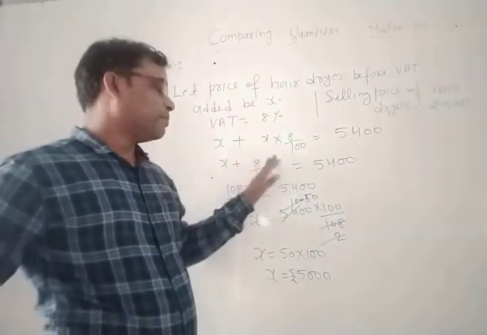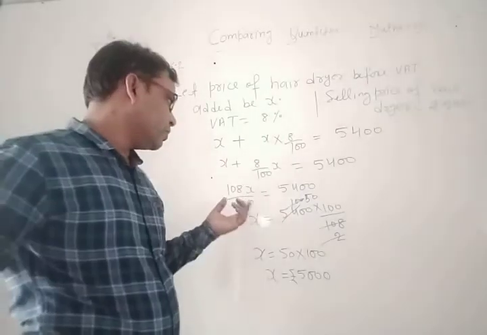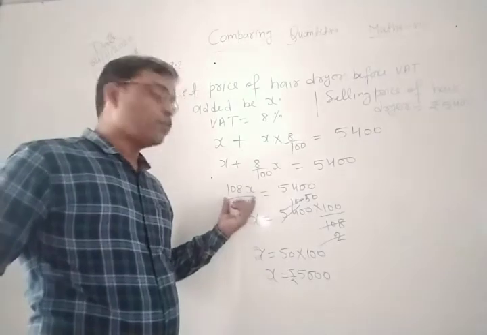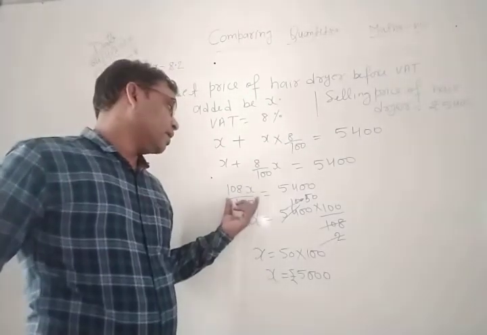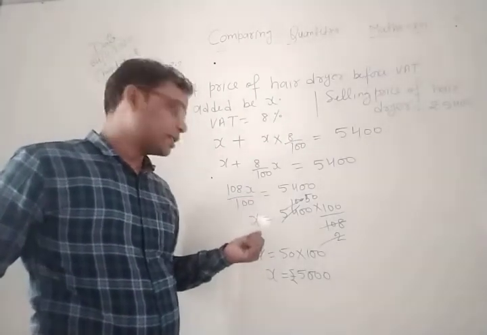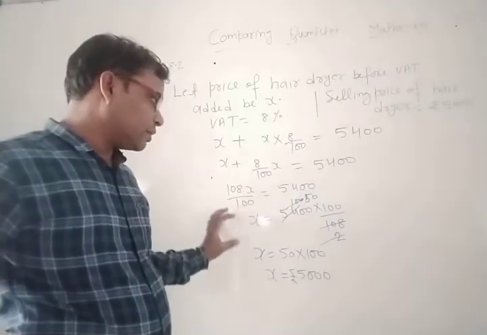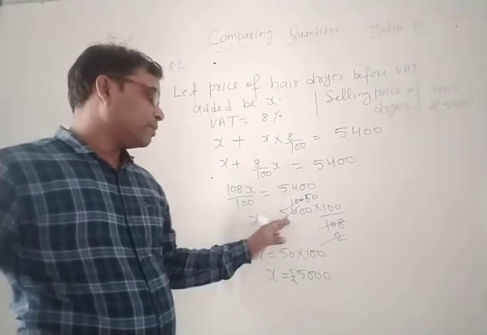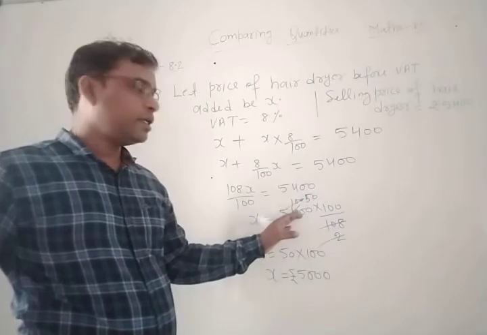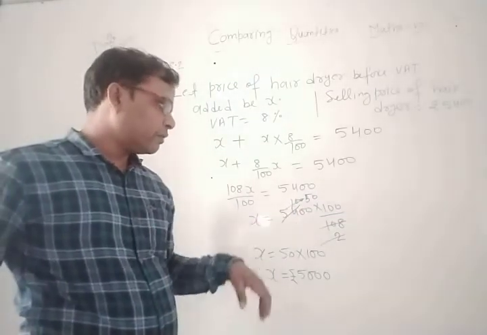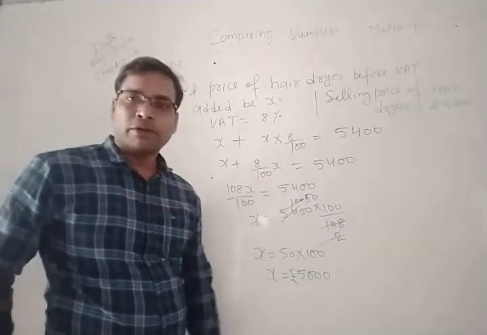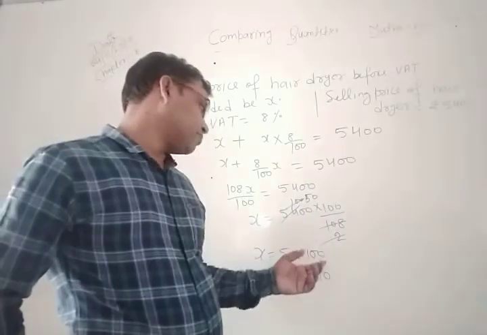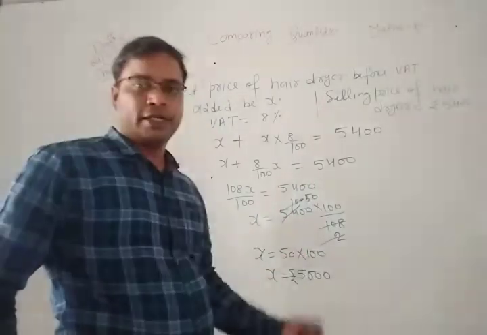X plus 8 upon 100 into x. If you simplify this, then you obtain 108 into x upon 100. Clear? If you transfer it to the right hand side, then you obtain 5400 into 100 by x. And when you divide 5400 by 108, then you obtain 50. Clear? So you have 50 into 100.